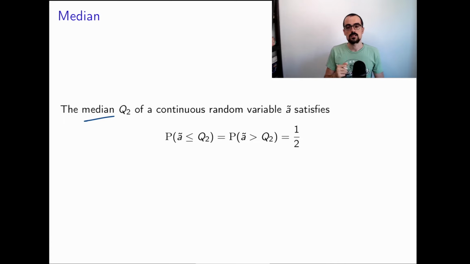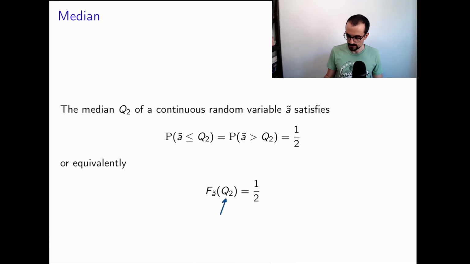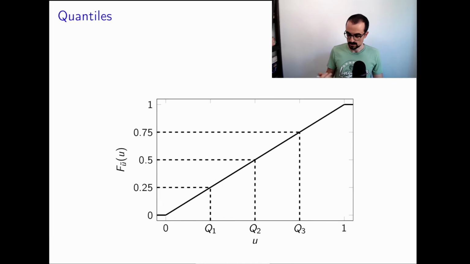So as I was saying, the cut point in the middle that separates the real line into 2 segments such that the random variable has a probability 1/2 of being in either segment is called the median. You might have heard of it. And it's defined like this. Or equivalently, it's the point where if I plug it into the CDF, I will get 1/2. So let me show you a picture. Here I'm focusing again on the 4 quantiles. So there's 3 of them.